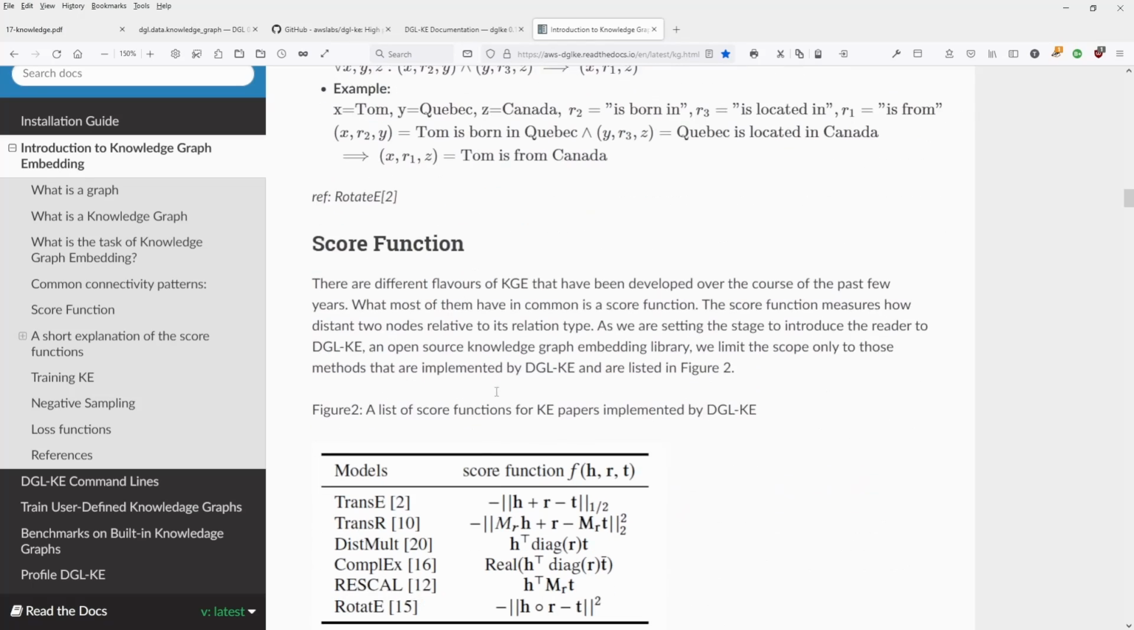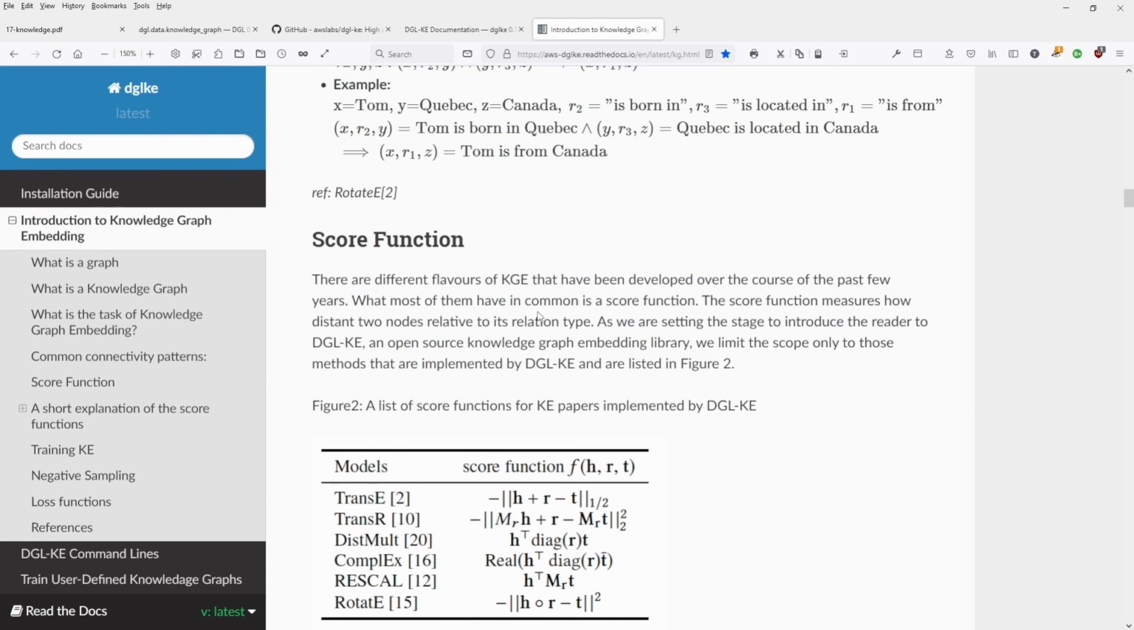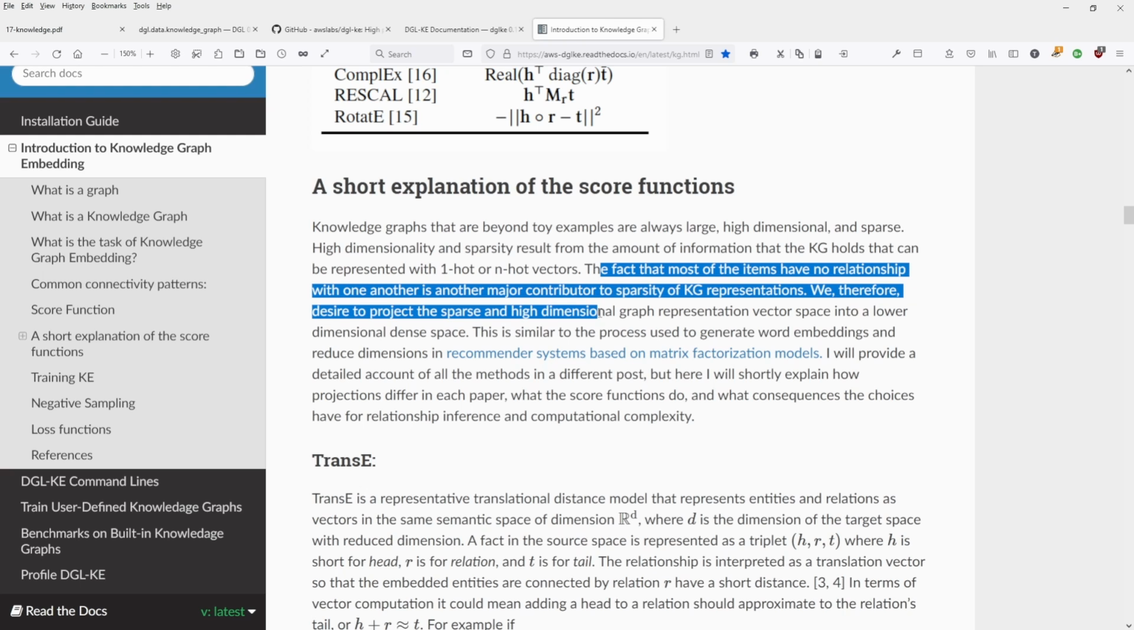We have here the core function. Here we go. So this is the core function for our different models. TransE and TransR we had in the last video. And now you see you have here RESCAL and different other models, different core functions which measure in a little bit more advanced way, if you want. What is common? This core function measures how distant two nodes are relative to their relational type. So a short explanation of the core function. And the fact, no relation is there.